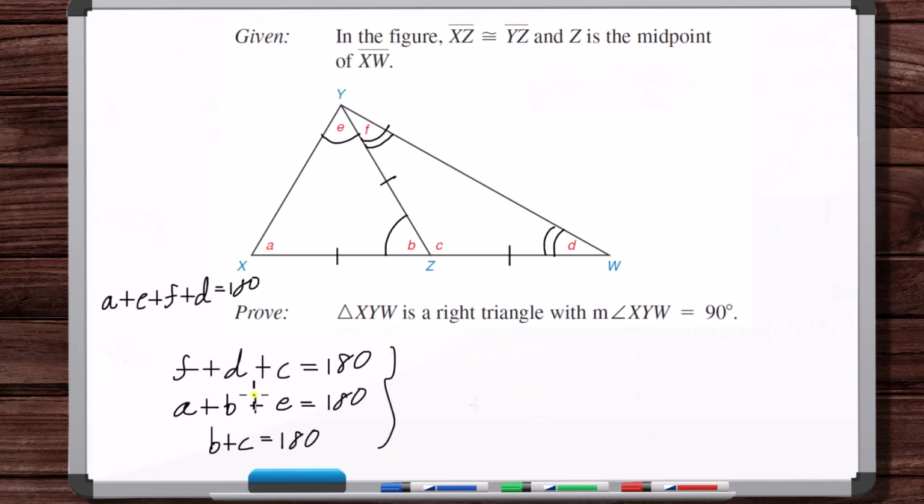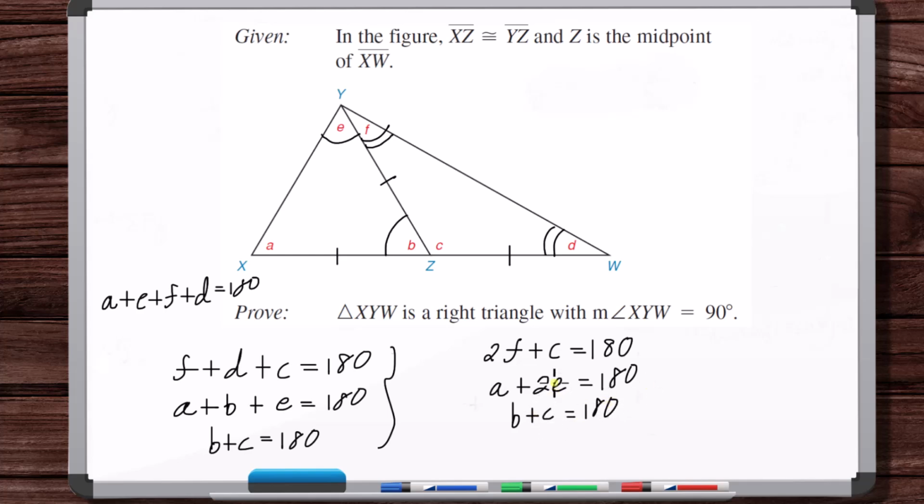Now we've got these congruences, so let's simplify all of this as much as we can, and let's try to conserve any E's and F's, since that's what we're trying to find a relation for. F plus D plus C: D is equal to F, so 2F plus C is equal to 180. A plus B plus E: E is congruent to B, so A plus 2E is equal to 180. B plus C, those aren't congruent, so we leave that as it is.